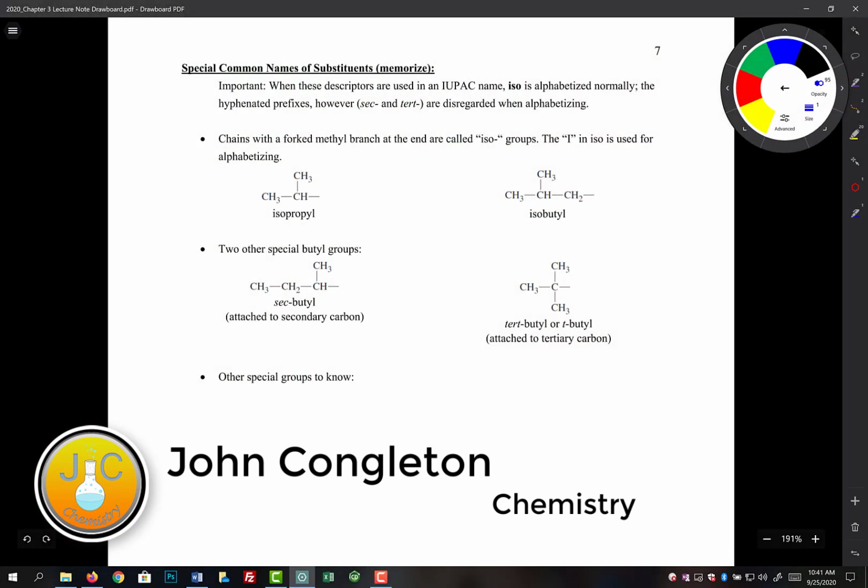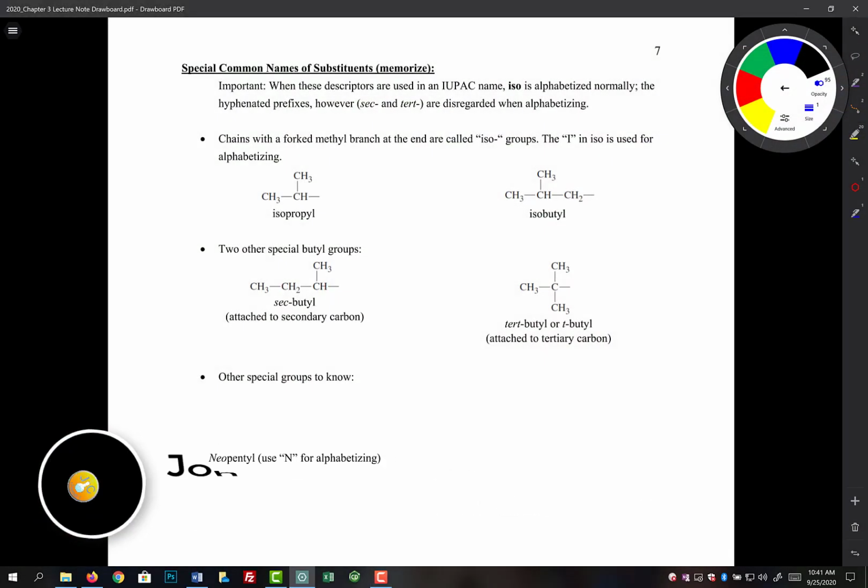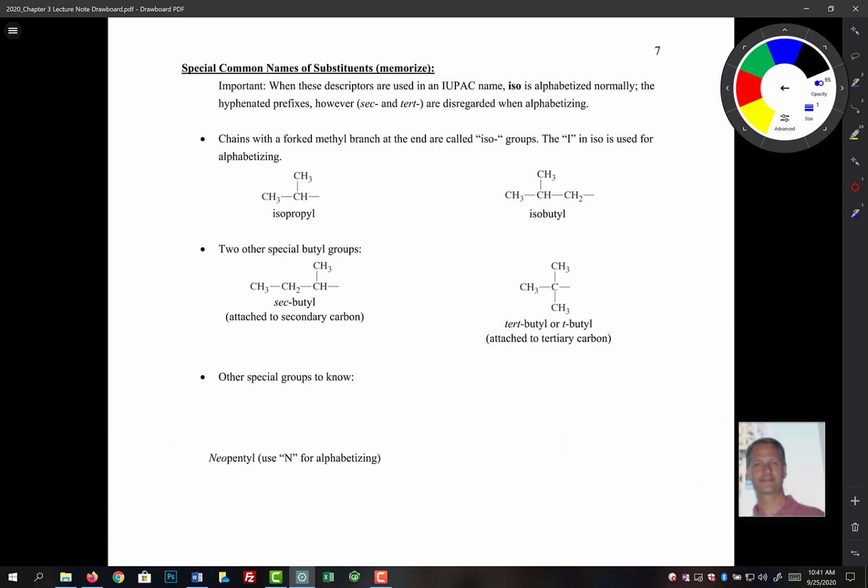Now, there are some special common names of substituents that we need to memorize. I just want to point out a couple of things to you as we get into this. When we use these descriptors in IUPAC names, there's going to be this term iso. So iso is alphabetized normally, and hyphenated prefixes like sec and tert are typically disregarded when we alphabetize. The one other thing that we use, sometimes there's one example where they use this term neo. So neo is something that you use for alphabetizing too.